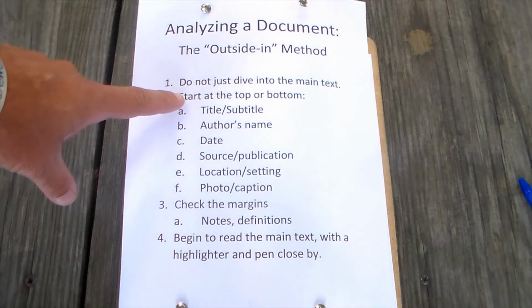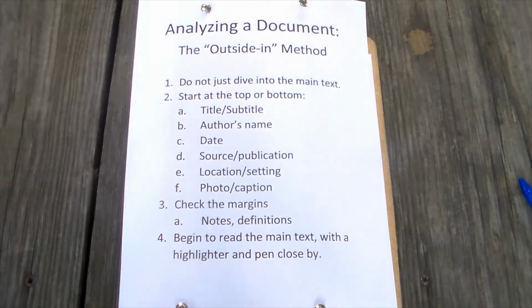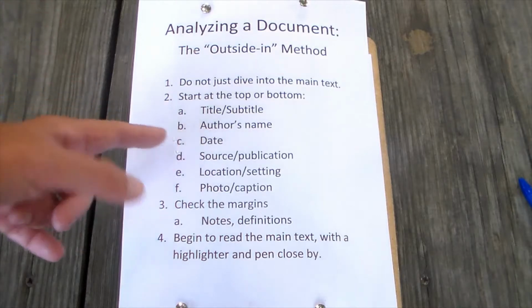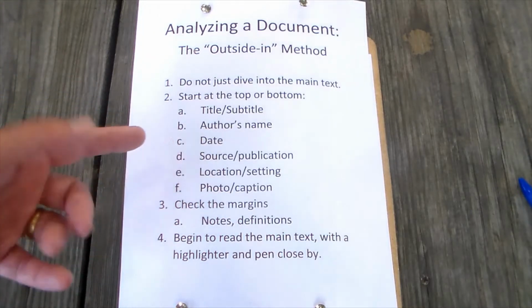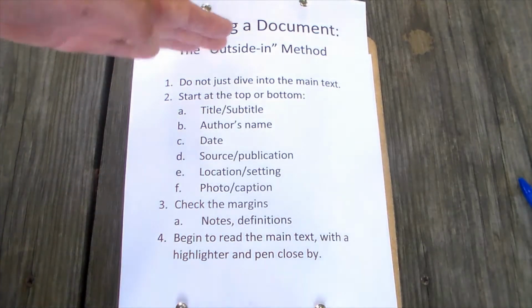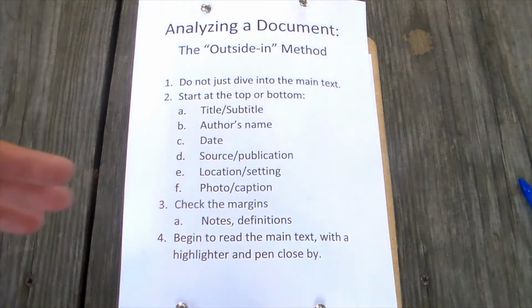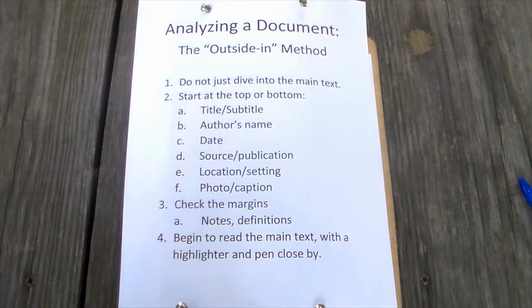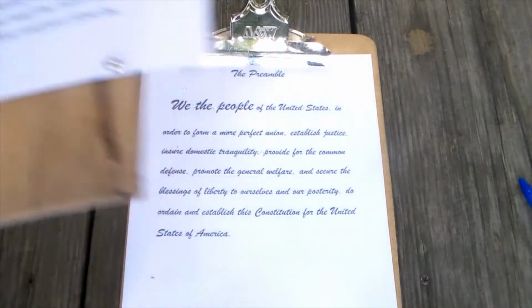Start at the top, the bottom, look for the title or the subtitle. Is there an author's name given? Is there a date? Is there a source or publication? Does it say when or where it was written? Is there a photo? Is there a caption? Check the margins. Only after you've gone through this checklist and done those things do I want you to dive into the main document itself.